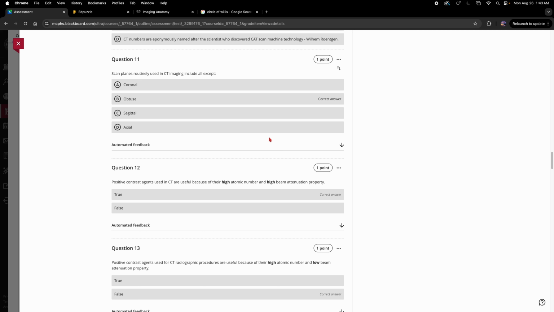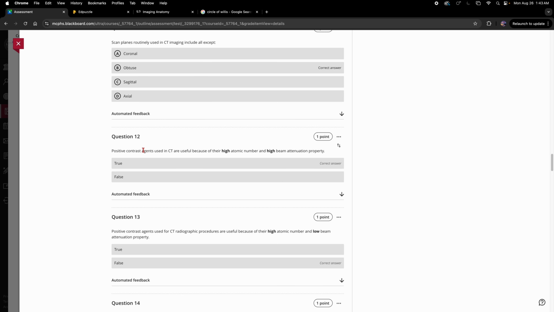Question 12. Positive contrast agents used in CT are useful because of their high atomic number and high beam attenuation property. So those two correlate. If it has a high atomic number, it's dense, and hence it would absorb the radiation and have a high attenuation property. So yes, that's true.